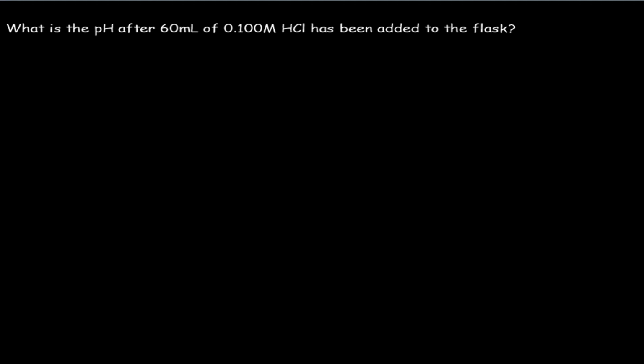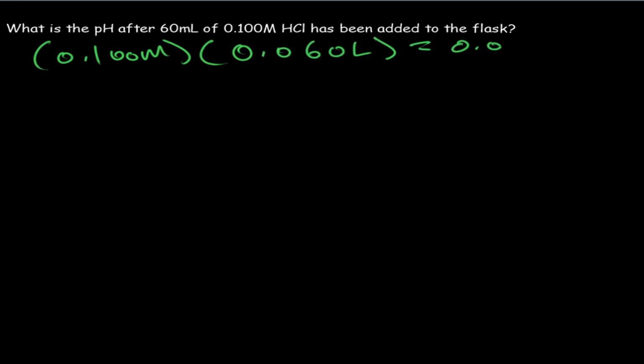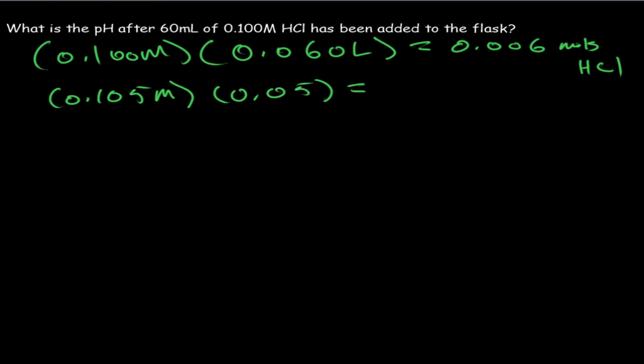All right, let's look at our last pH calculation. What is the pH after adding 60 milliliters of 0.1 molar HCl? Always, we have to first calculate how many moles of HCl is being added. So 0.100 molar multiplied by 0.060 liters will give us a mole amount of 0.006 moles HCl. And we know that in our flask, we initially have a mole amount of 0.00525 moles NH3.